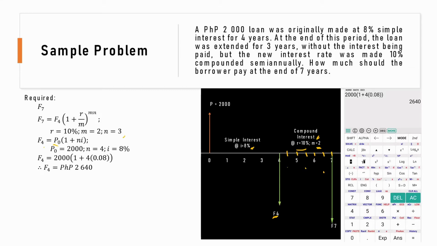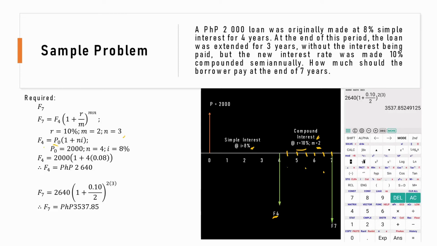2,640 pesos. At yung last yung f sub 7, para makuha natin, substitute lang yung nakuhang f sub 4, 2,640 multiplied sa 1 plus yung r na 10% or 0.1 at yung m over m na 2 raised to m times n. Yung m natin dahil semi-annually, so twice yung compounding, and then yung n, yun yung number of years. So therefore, f sub 7 is equal to 3,537.85 pesos. Okay, next problem pa.